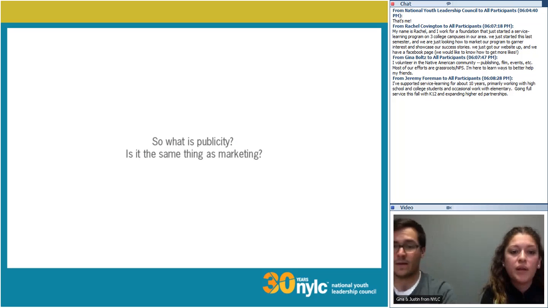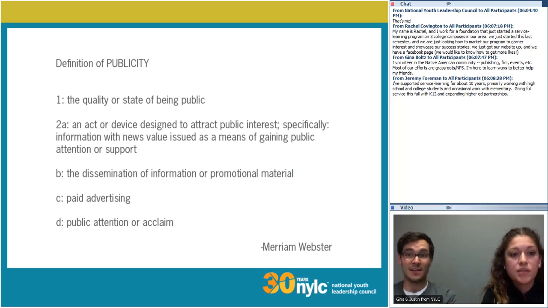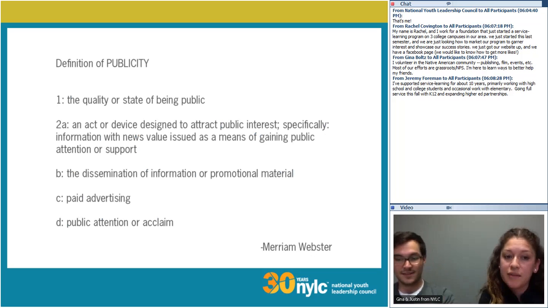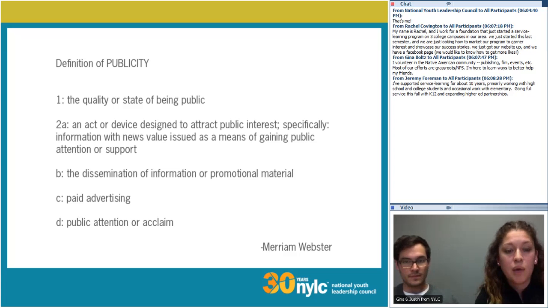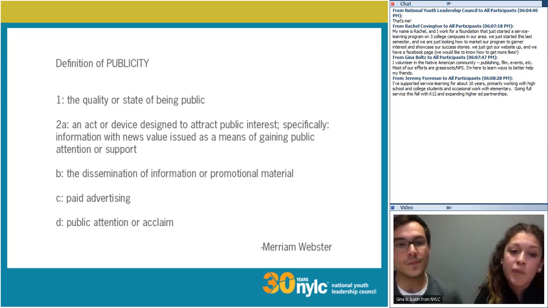So what is publicity, and is it the same thing as marketing? Let's see. The definition of publicity: the quality or state of being public; an act or device designed to attract public interest, specifically information with news value issued as a means of gaining public attention or support; the dissemination of information or promotional material; paid advertising; public attention, or acclaim.